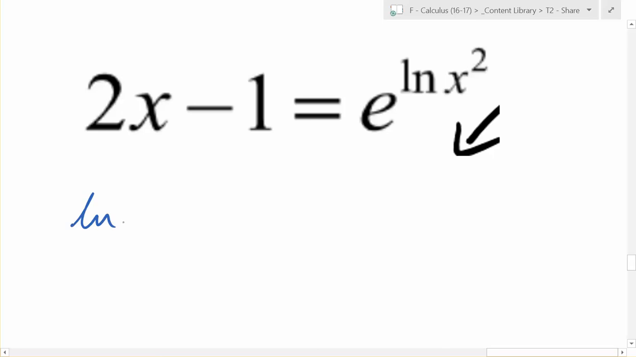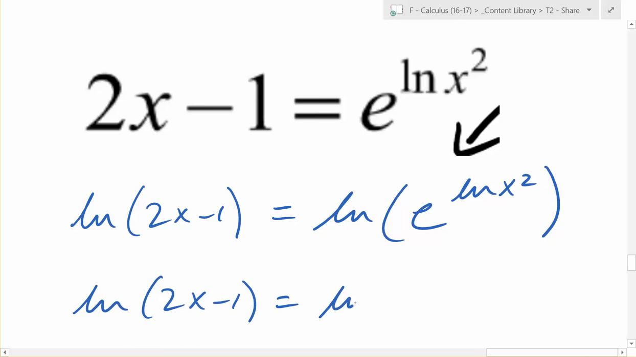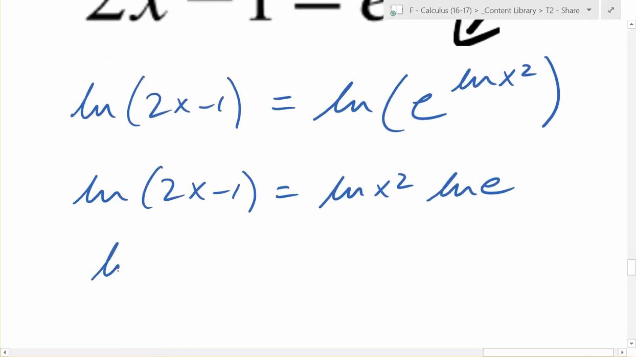Okay, so you take the natural log of both sides, like this. And then what happens? You have ln of 2x minus 1 equals ln x squared, ln e. But what is ln e? 1. Yeah, so ln of 2x minus 1 is equal to ln of x squared.